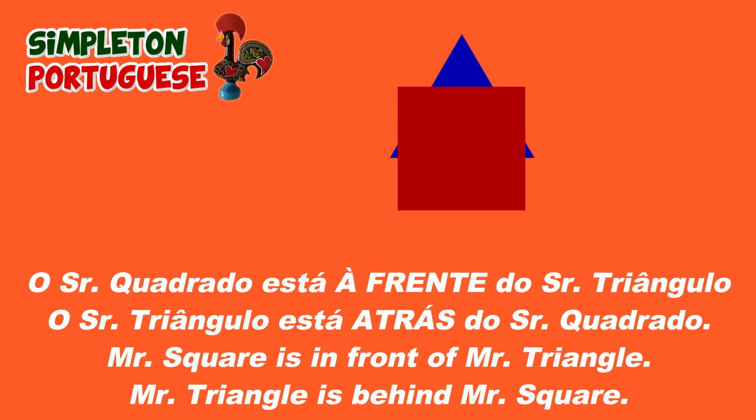O Senhor Quadrado está à frente do Senhor Triângulo. O Senhor Triângulo está atrás do Senhor Quadrado. Mr. Square is in front of Mr. Triangle. Mr. Triangle is behind Mr. Square. While all this happens, Mr. Circle is watching from the side with a puzzled expression.